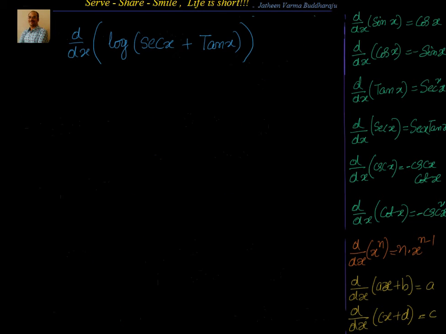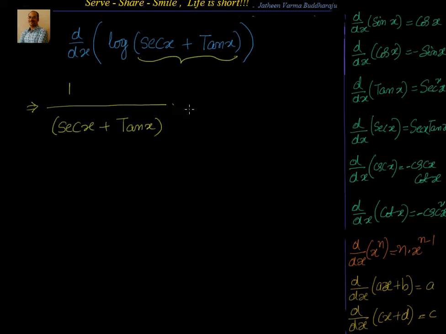Let's do one more simple example. We have to find the derivative of log of secant x plus tan x. Now at a high level I see log of some variable. So can I take this secant x plus tan x as one variable? I have the derivative of the logarithm of some variable. I know that the derivative of logarithm of x is 1 by x. So this is equal to 1 by x, where the x value is secant x plus tan x.